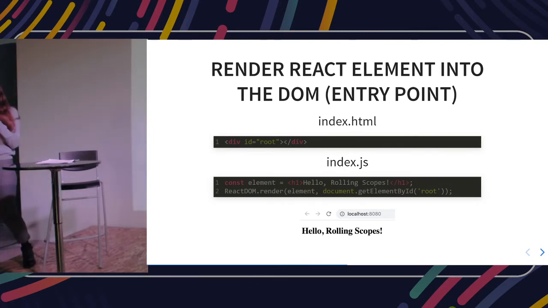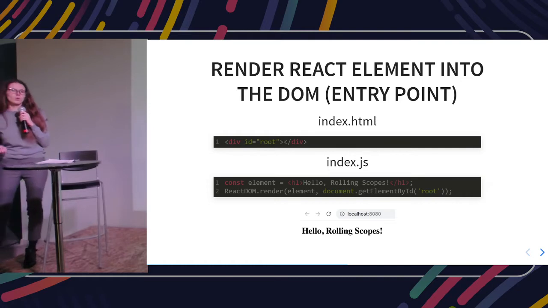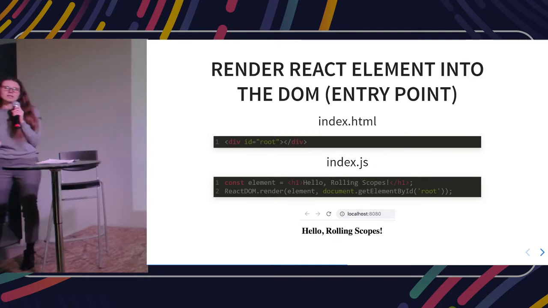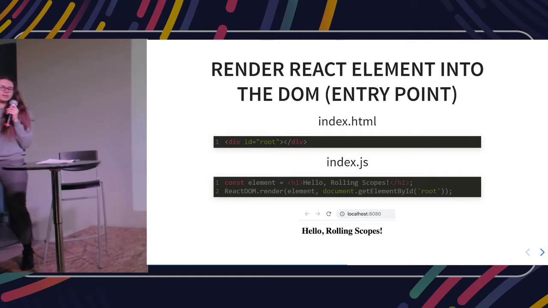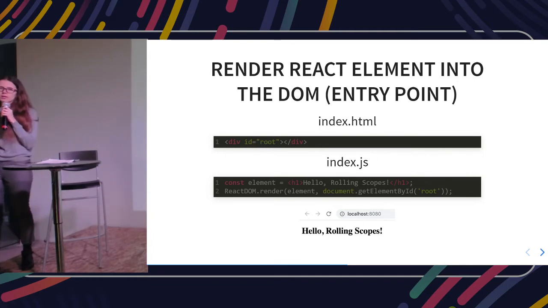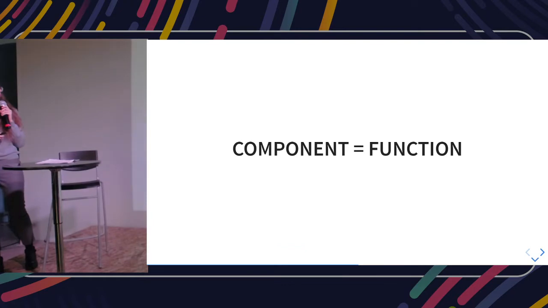Okay, let's render our element into the DOM. We need to choose an entry point for our application. Let it be a div with ID root. Let's suppose that we have somewhere in our application an HTML file, and in this HTML file we have a div with ID root. To render our React element, we just call ReactDOM render, and we pass as a first parameter what we want to render, our React element, and as a second parameter where we want to render it, so it's root. Then we'll see on the page, hello, running scopes. Here is the output.